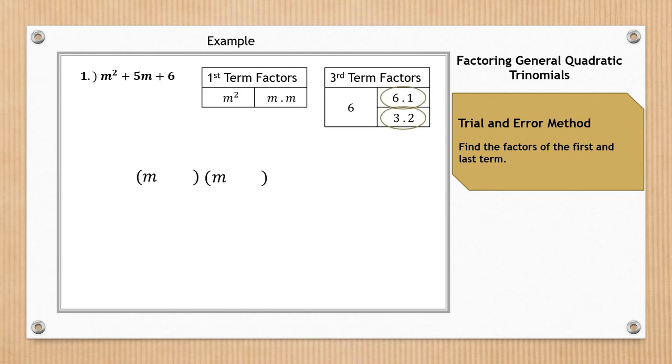Diba? Sabi ko nga, this is trial and error. So, since trial and error siya, you have to choose one. Okay? Pili ka muna ng isa class. Okay? So, it's up to you kung anong pipiliin mo. So, in this case, for this video, let's say I'll choose 6 and 1. Okay? 6 and 1 muna yung pipiliin ko.